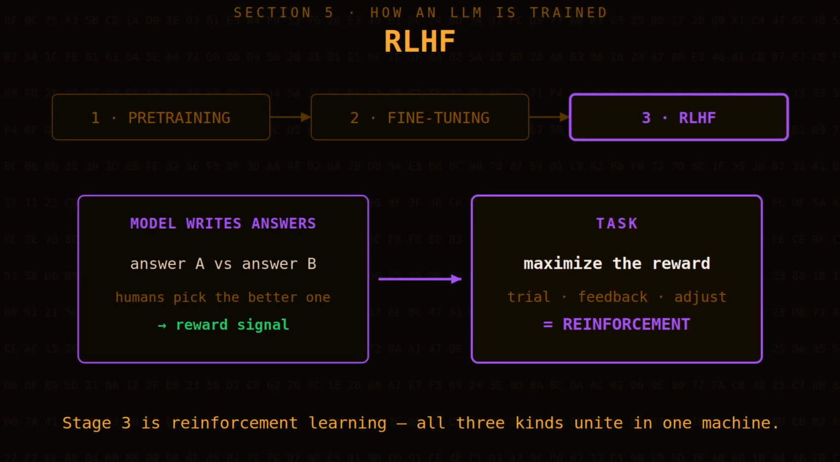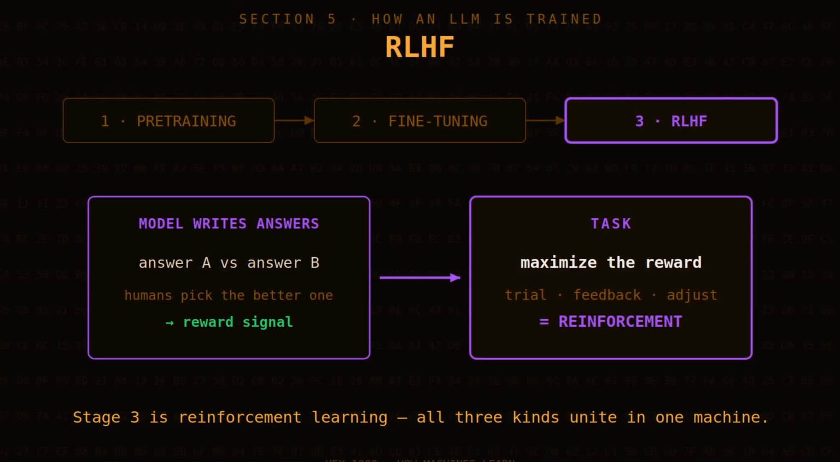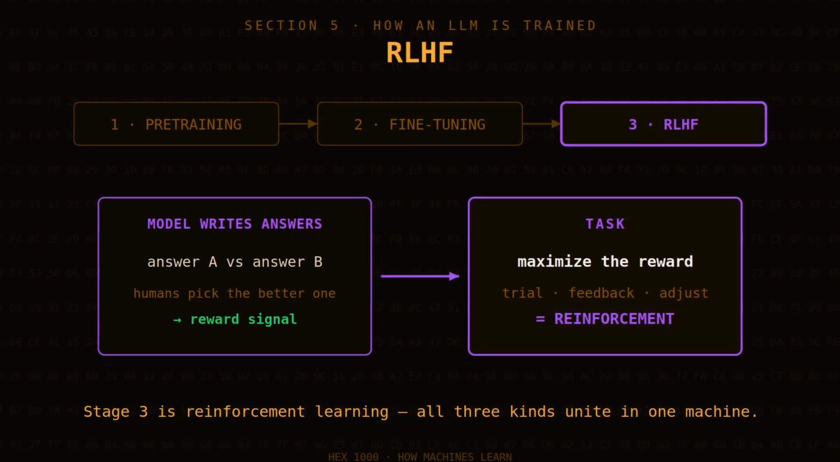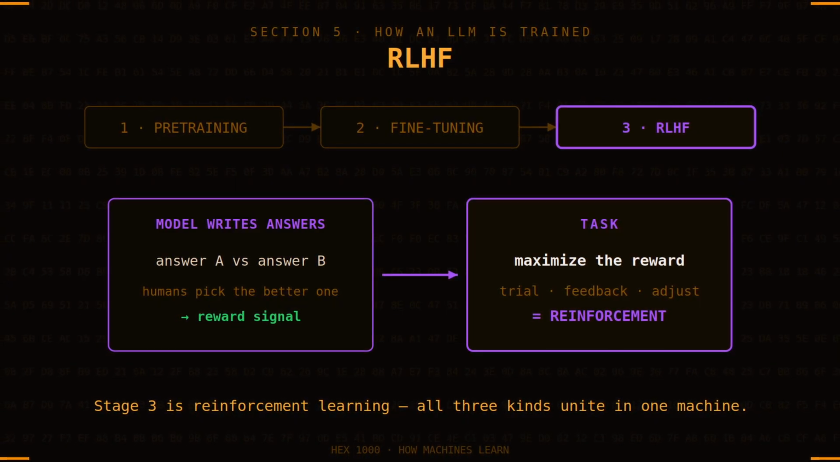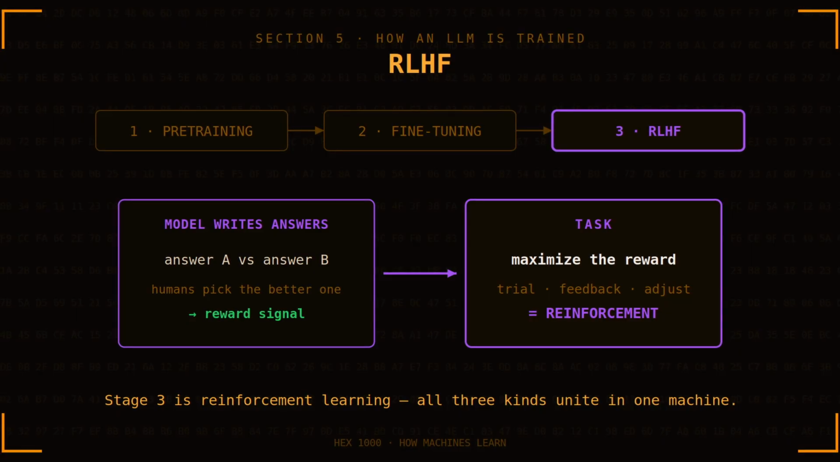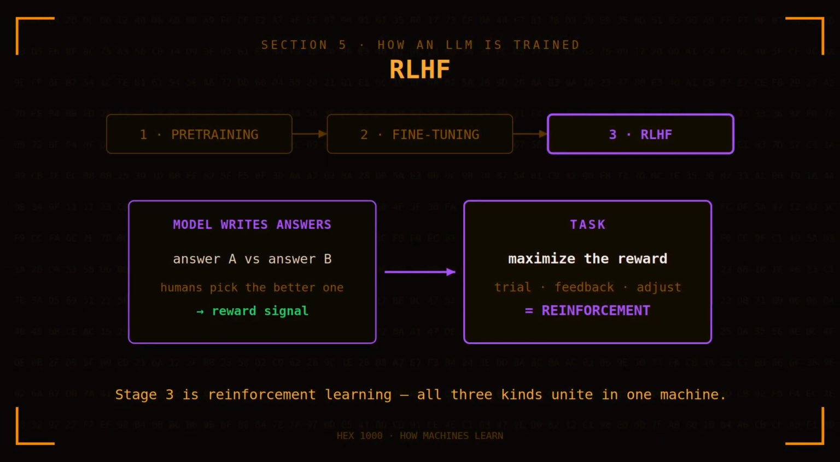And stage 3, reinforcement learning from human feedback, RLHF. Humans compare different responses the model gives and rate which ones are better. Those ratings become a reward signal, and the model adjusts to produce more of what people prefer. That's reinforcement learning, learning from reward, exactly the third kind we covered. This final stage is what makes a model feel aligned, helpful, and safe to talk to.